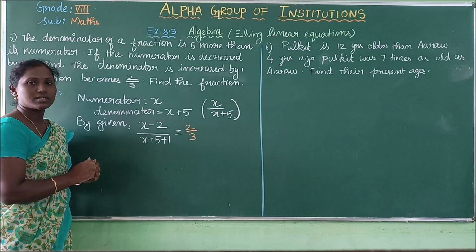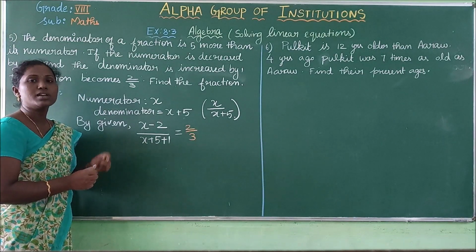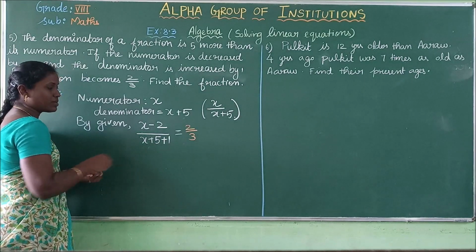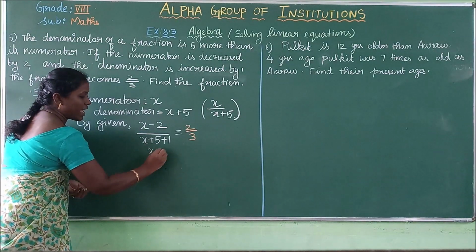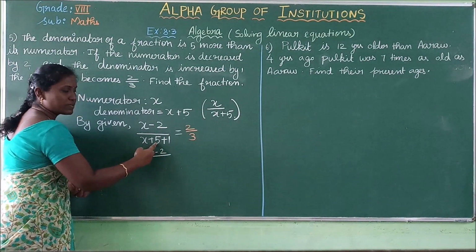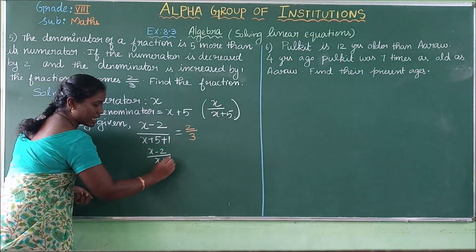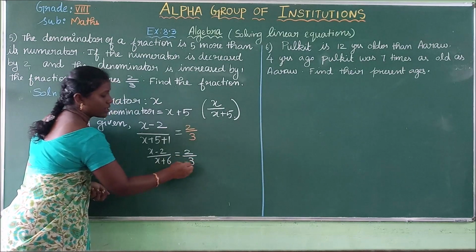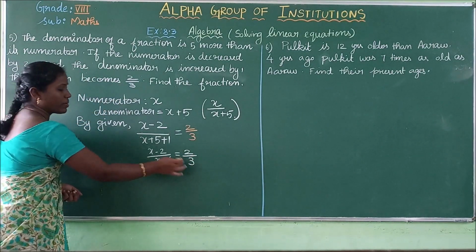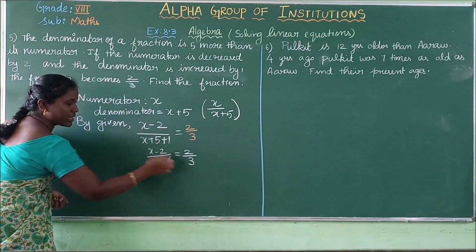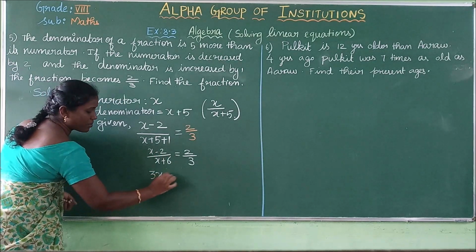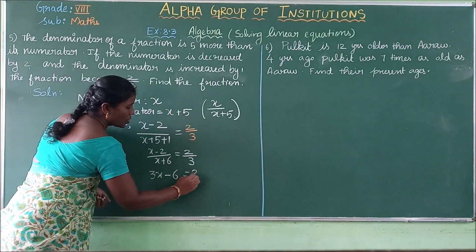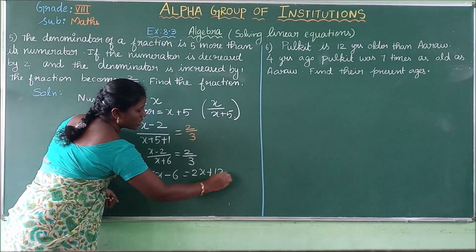How to solve this? We have to do the cross multiplication. Before that, we have some addition: x minus 2 by x plus 5 plus 1, which we can take directly as x plus 6, equal to 2 by 3. Now do the cross multiplication. 3 will be multiplied here, that is 3x minus 3 2s are 6, equal to 2x plus 6 2s are 12.